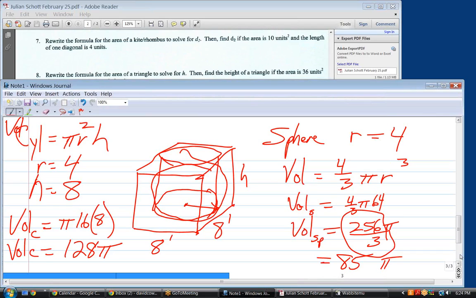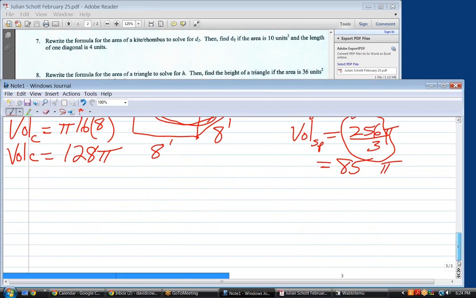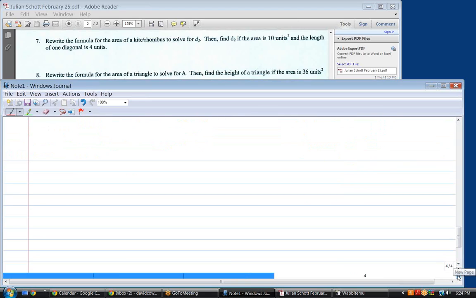I mean, we checked our math. Pi r squared times h is definitely the volume of a cylinder, and 4/3 pi r cubed is definitely the volume of a sphere. So, can't argue with the math.